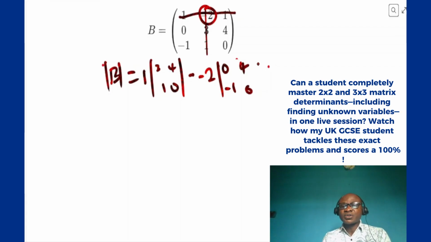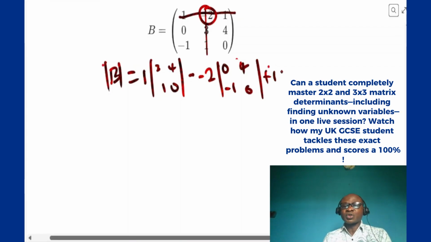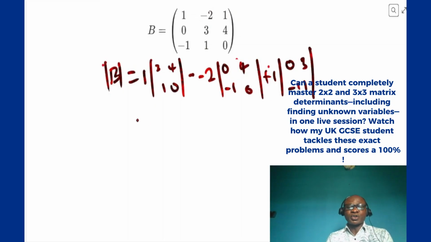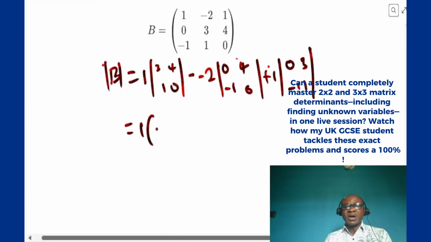Okay, so the next one will be plus, and that is plus 1. So what will be in the determinant section? 0, 3, minus 1. Hold on, let me clear it so that you can see it very well. Okay, go ahead. 0, 3, minus 1, 1. Yes, 0, 3, minus 1, 1. Now, that is what we are going to work with. Therefore, the determinant in the bracket is going to be what?